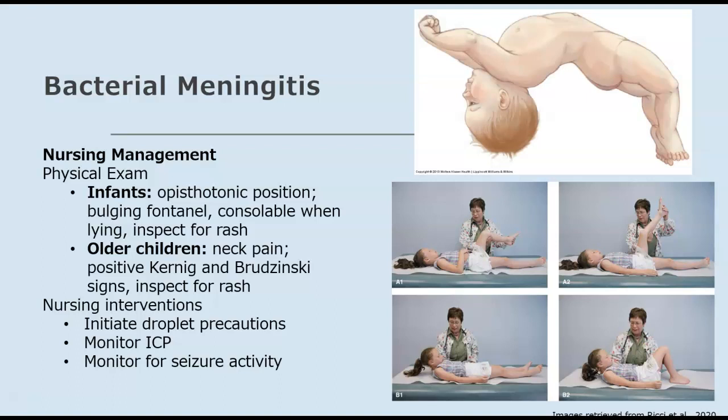Older children may be able to report that they're experiencing neck pain, or they may have a positive Kernig or Brudzinski sign. In the image on the bottom right of your screen, A1 and A2 show how to perform the Kernig sign, and this is where the patient is unable to fully extend their leg, or the practitioner cannot passively extend the patient's leg due to pain. Brudzinski sign is B1 and B2, where when the neck is flexed, we see flexion of the hip and the knees as well due to severe neck stiffness. We also inspect older children for rash.